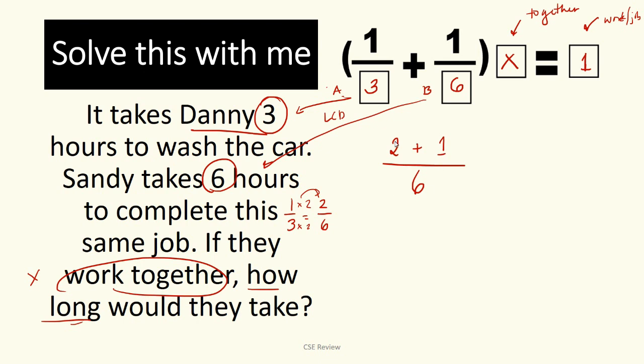So, 2 plus 1 over 6, and then kokopyahin lang natin x is equal to 1, okay? So, itong 2 plus 1 over 6, that is 3 over 6, or 1/2 na lang. 3 over 6 is equal to 1/2. X is equal to 1.